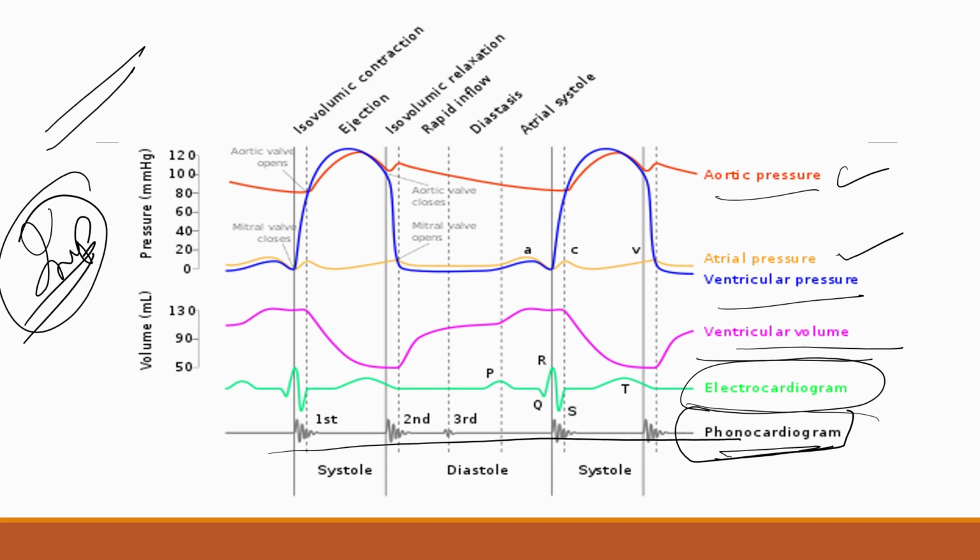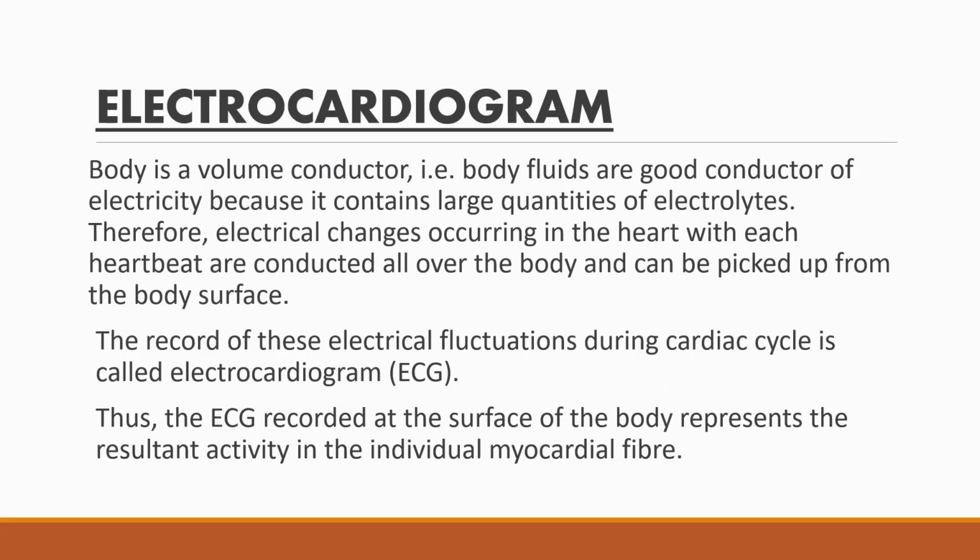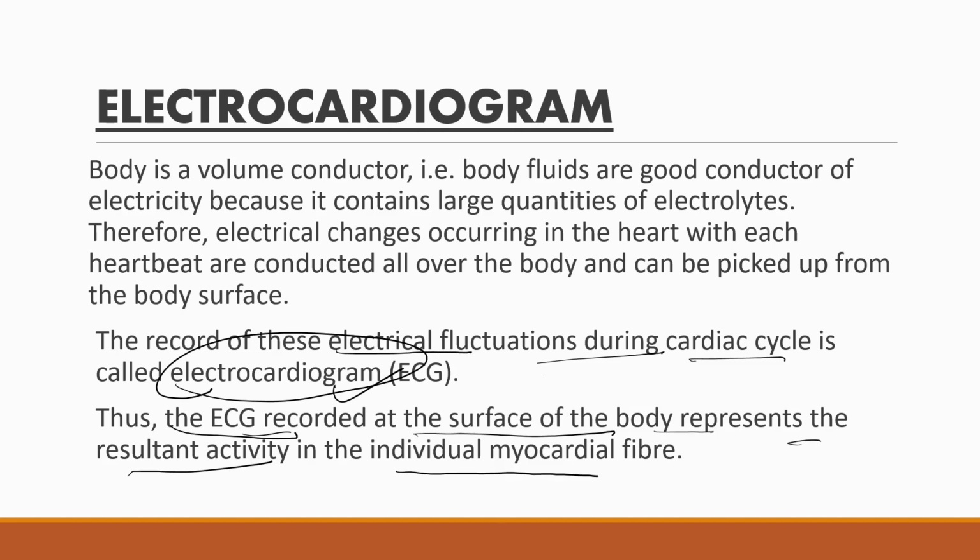Okay. Moving further is the ECG. What is ECG? ECG stands for electrocardiogram. So electrocardiogram and electrocardiograph are the two major terms you will learn here. The instrument measuring this is known as electrocardiograph. See, I have written. The record of these electric fluctuations during the cardiac cycle is called electrocardiogram. Thus, the ECG recorded at the surface of the body represents the resultant activity in the individual myocardial fibers. So, what is ECG? Let me read this one.